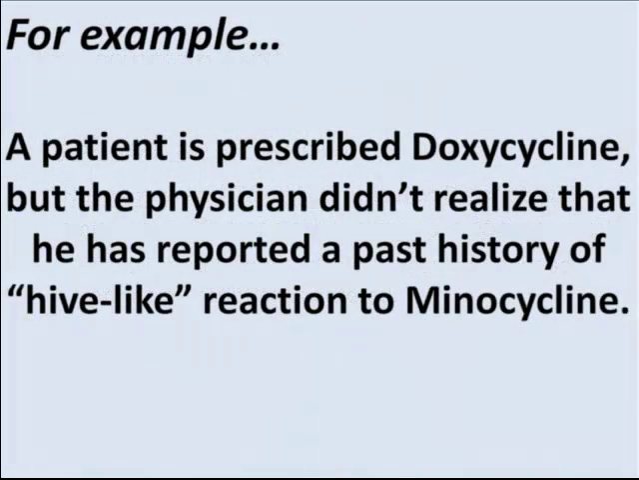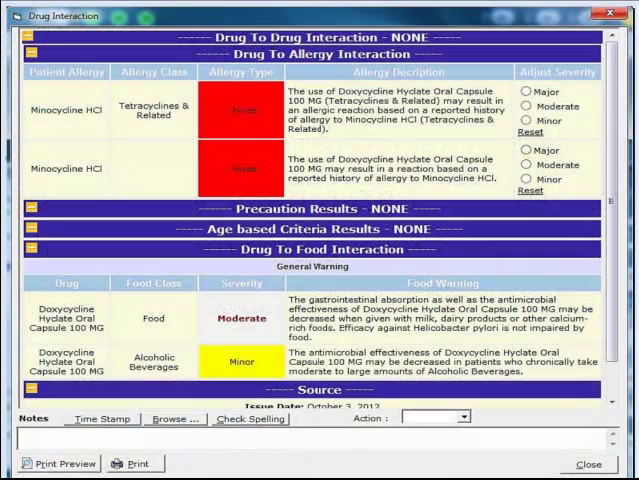For example, let's say that a patient is prescribed doxycycline, but the physician didn't realize that he has reported a past history of hive-like reaction to minocycline, which of course is another antibiotic in the tetracycline family. So once all the details are entered, this CDS alert pops up. We can see here at the top of this very important warning, the use of doxycycline may result in an allergic reaction based on a reported history of allergy to minocycline.